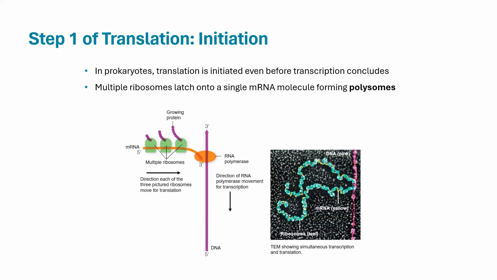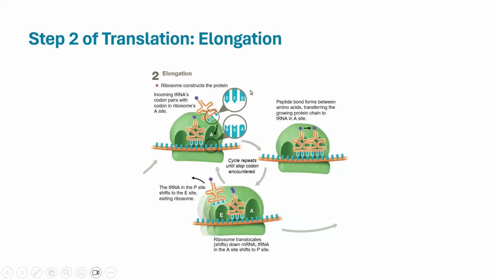This is different than in eukaryotes, right? Because eukaryotes have to actually take the transcript out of the nucleus. So once we've initiated translation, in initiation, the ribosome has to form around your mRNA. It moves along that mRNA until it finds the start codon, which is going to be AUG, which is going to code for methionine.